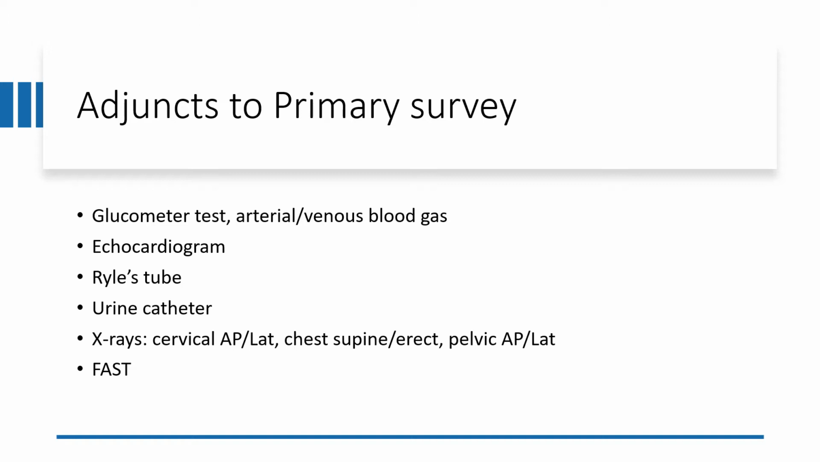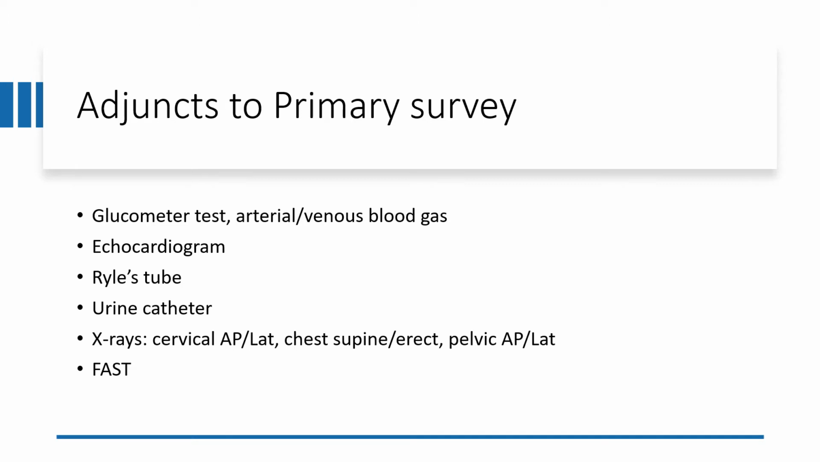For adjunct to primary survey X-rays, we no more do cervical lateral unless you are working in a hospital that doesn't have a CT scan available. Then you need to do a cervical lateral. But if the hospital has a CT scan available, then you don't need to do a cervical lateral X-ray. You just do chest and pelvic X-ray for adjunct to primary survey.